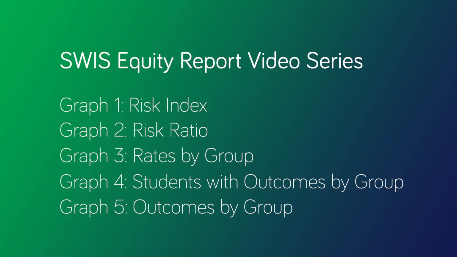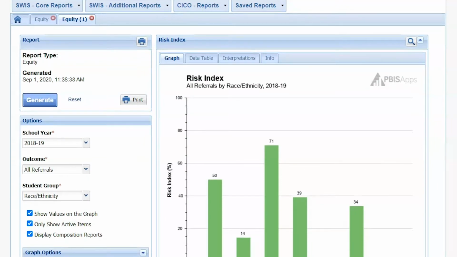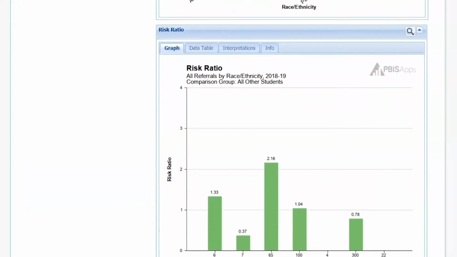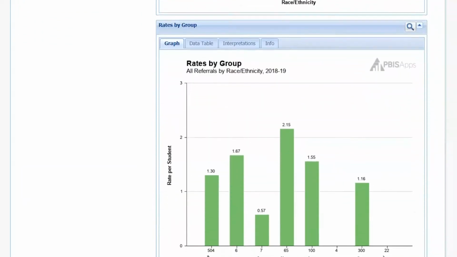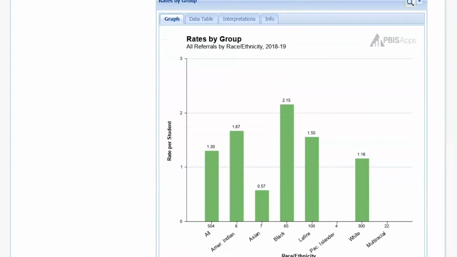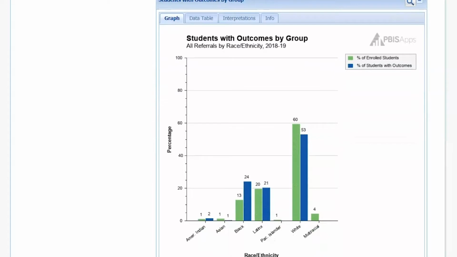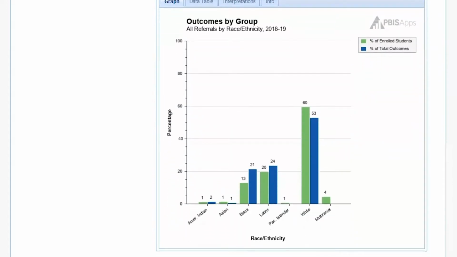If you have watched the SWIS Equity Report videos, you know we found some red flags and we're ready to dive deeper into exploring what's happening at our school. It seems that our students who identify as Native, Black, or Hispanic Latinx experience disproportionate outcomes related to school discipline. So now we come to the drill down tool to narrow our focus and understand the context surrounding the disproportionality. This is where we start to answer those critical WH questions: who, what, when, where, and why.